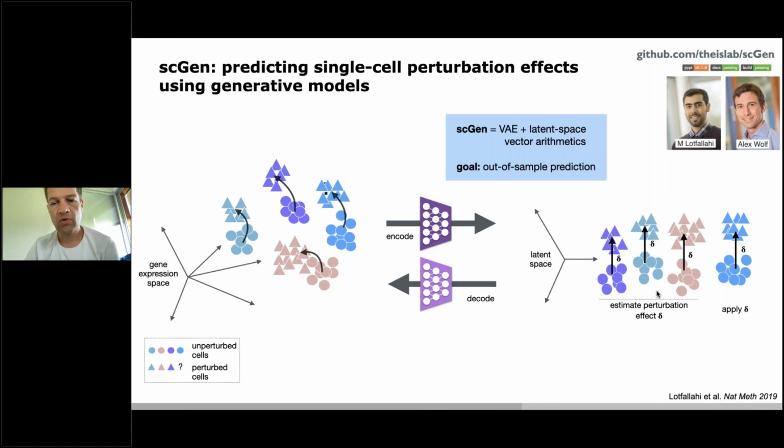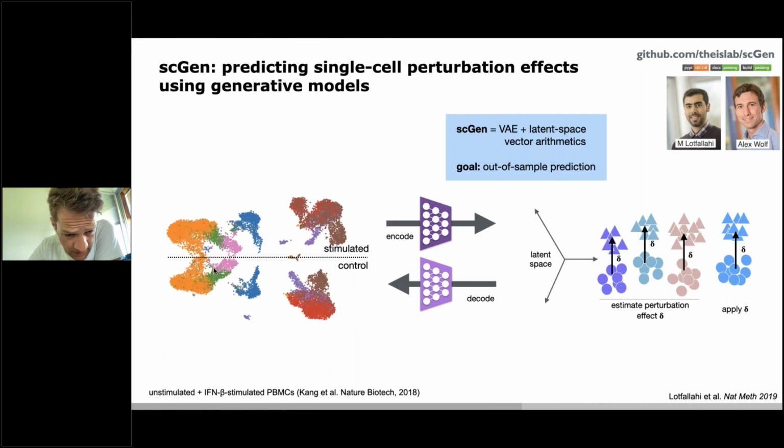So this scGen is nothing more than a variational autoencoder combined with latent space vector arithmetics. And then we're actually able to do rather robust OOD, so out of sample prediction. And this is a hard problem, right? But with this assumption, this was actually working out well, but it just worked for a single perturbation.